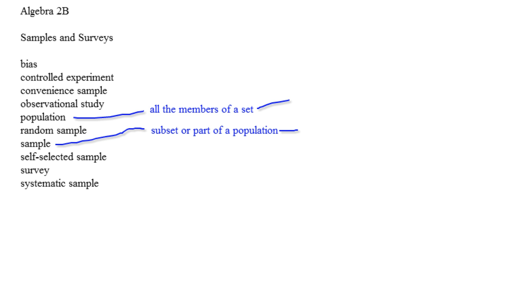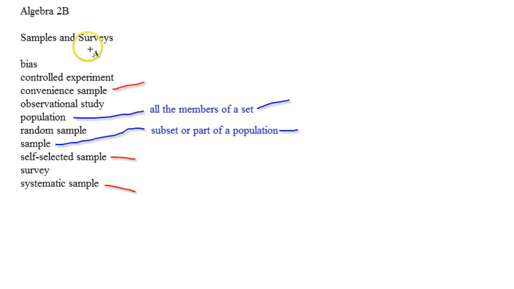Now, we're going to look at some sampling types, in case you wanted to grab a sample from a population. So that's what we're going to be talking about next. The types of samples are self-selected, systematic, and convenience samples.